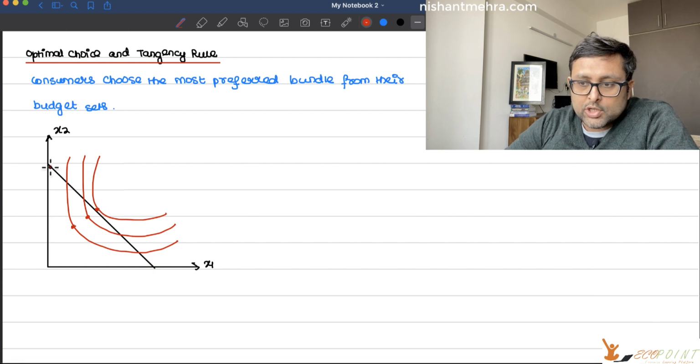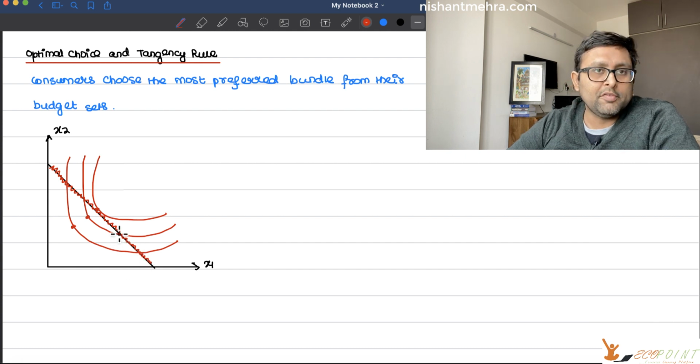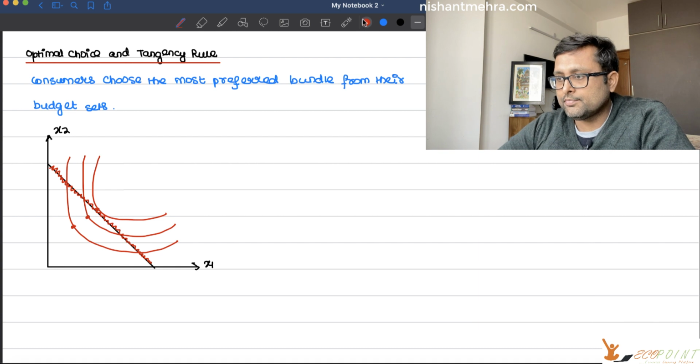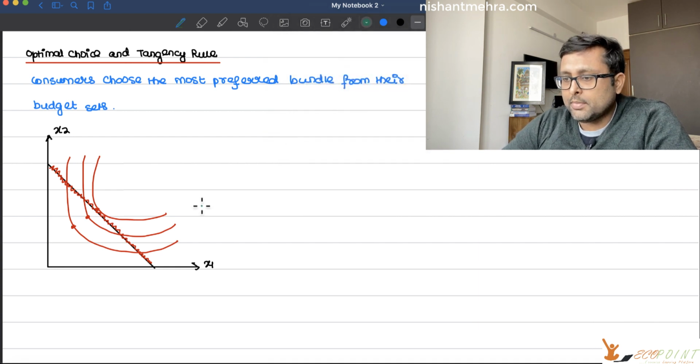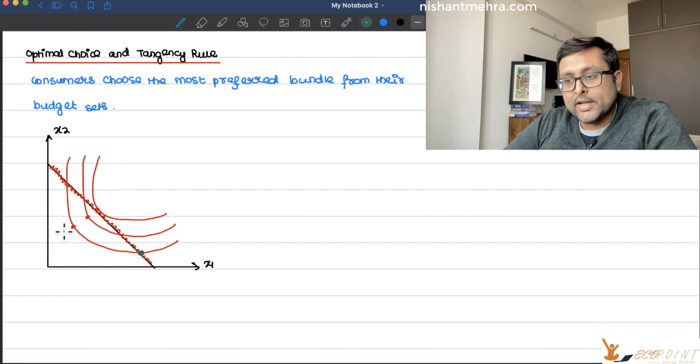So the bundles which are on the budget line, these bundles. Of course, beyond the budget line are completely out of the picture. They're not affordable. You don't even have to worry about them. So one thing which we have seen is, now you just look at the bundles which are on the budget line. For example, this bundle, let us say. The indifference curve passing through this bundle is U0.